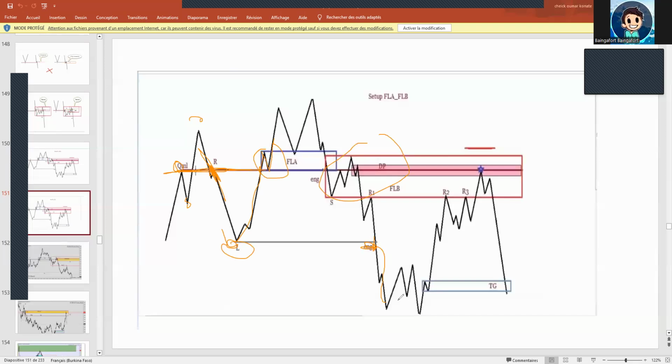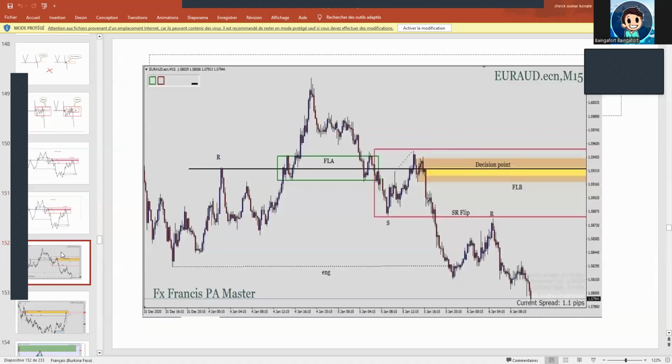It will engulf that to make our setup valid. Okay. So now when price does another approach there, you can say, yes, yes, yes, I'm looking for a reaction here. Very, very easy. Okay. So let's see this one.